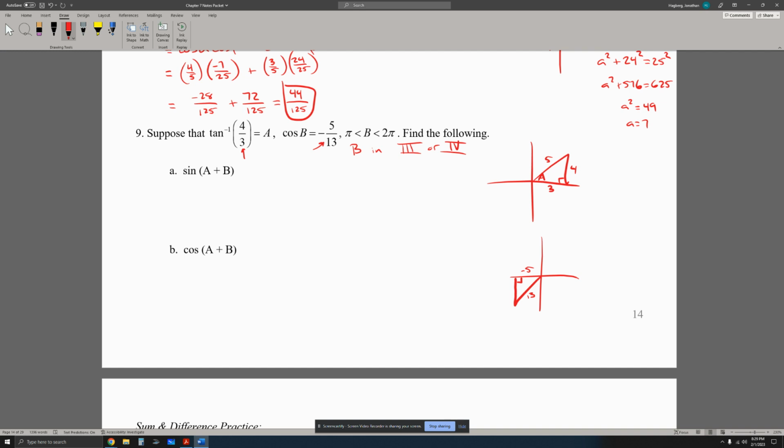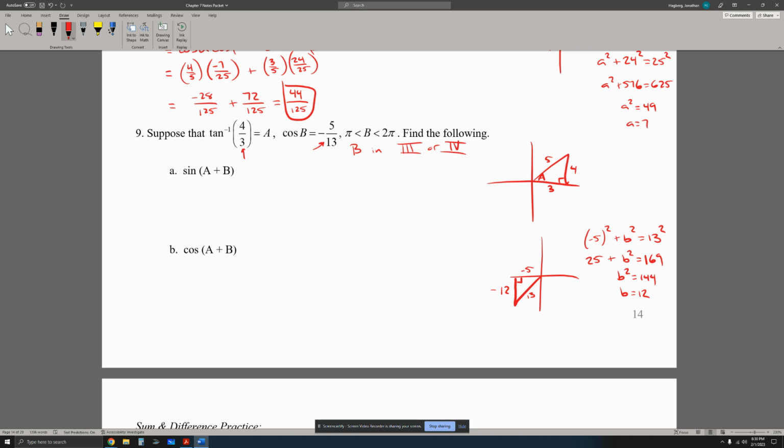Now, if I wanted to find that third side length, we can use the Pythagorean theorem. And again, you could probably recognize that this is a Pythagorean triple. But let's go ahead and solve for it. So we have 25 plus b squared equals 169. B squared equals 144. So then b equals 12. Now, because we're in quadrant 3, this quantity is negative.